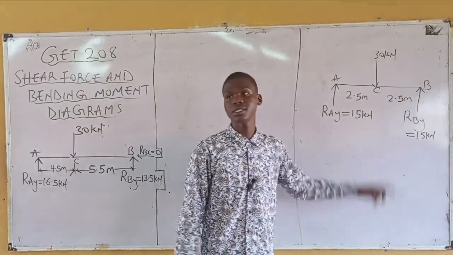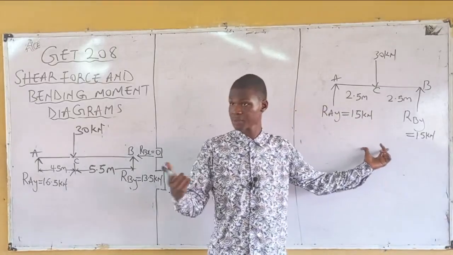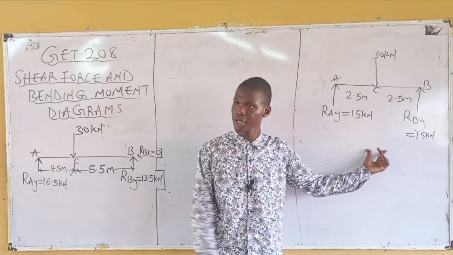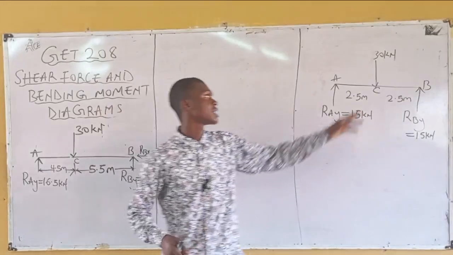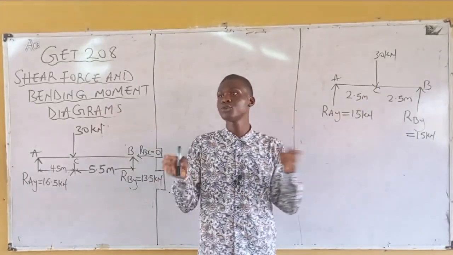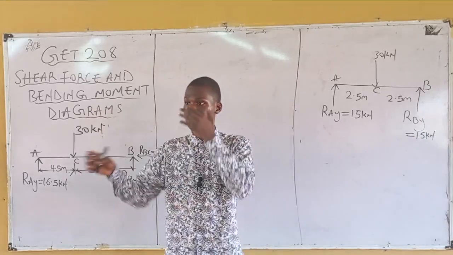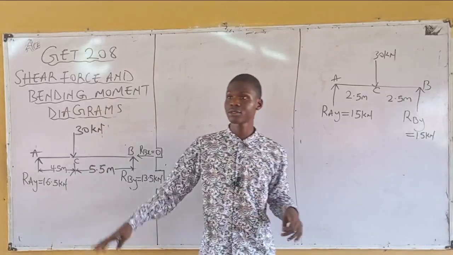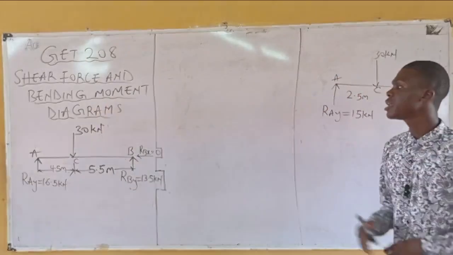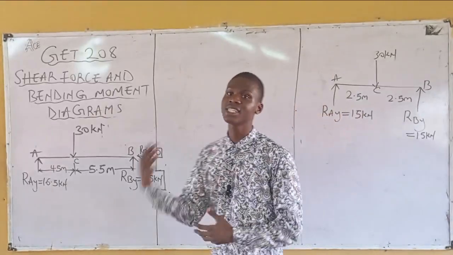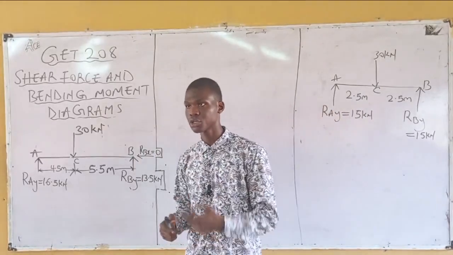What's the idea behind this? Because they are equal distances, they are symmetrical. Because the distance is the same, the load will be divided into two. It's just like your seesaw in primary school. So meaning, as the distance varies, you have different values of support reaction.